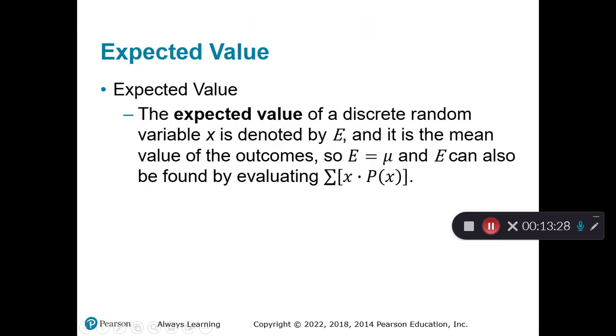Let's talk about the concept of expected value. The expected value for a discrete random variable, x, is denoted by the capital letter E from our alphabet, and it stands for the mean value of all the outcomes. In other words, expected value is synonymous with mean. It's just another way of talking about the mean. Therefore, it can be found by following the formula for mean.